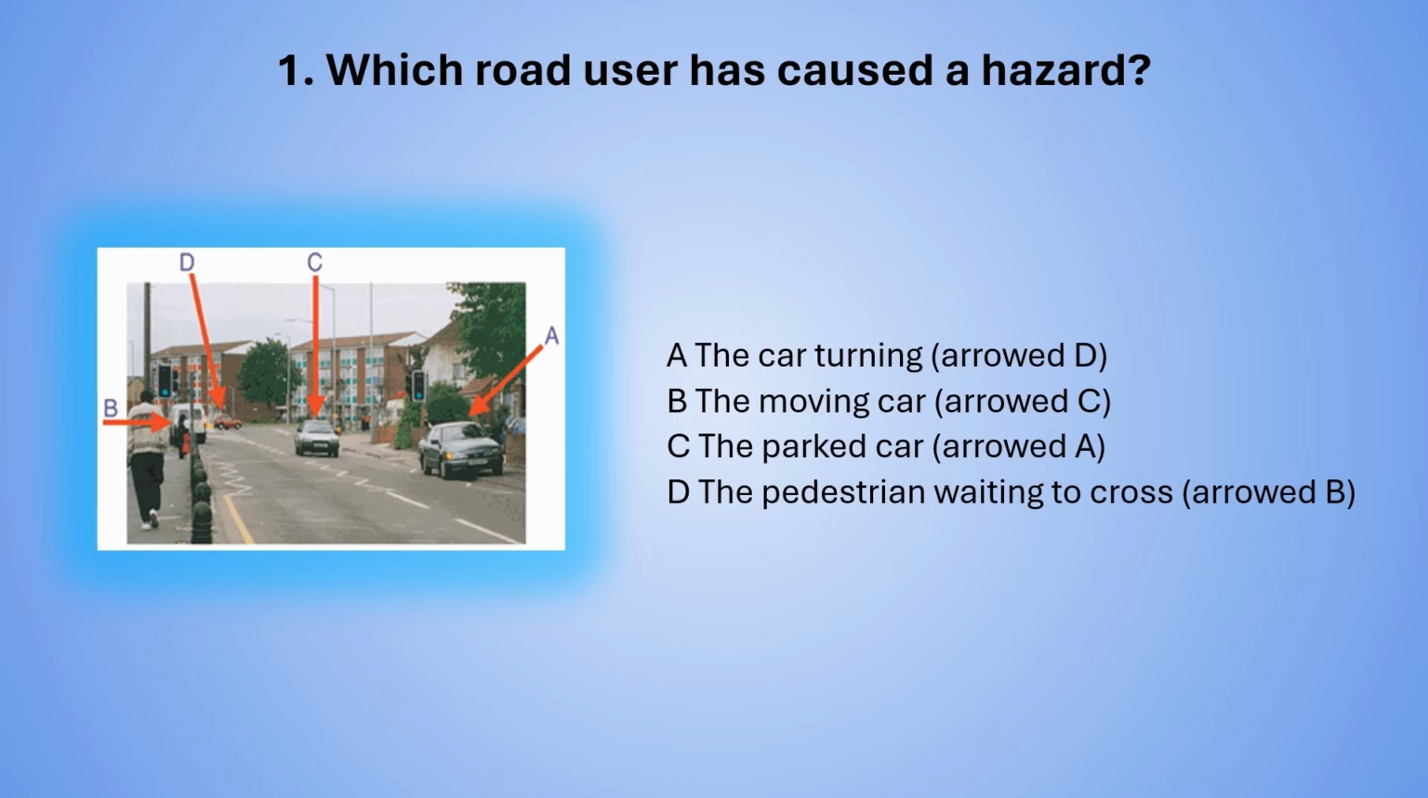And the correct answer is C. The parked car, which is with the arrow A.